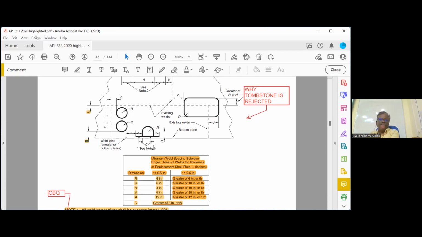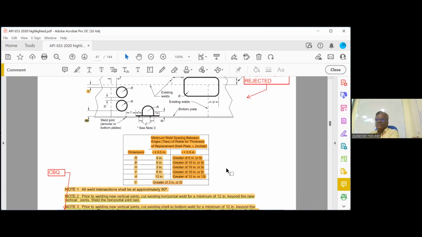What is D? There is no D. Okay, then what is R? R is the radius. So what is R? 6 inch or 6T. For less than half an inch, 6 inch; greater than half an inch, 6 inch or 6T, whichever is greater. Then what is H? H is the distance from the horizontal weld. What is H? When 3 inch, then the greater of 10 inch or 8T. B we have already seen, vertical, and A we have already seen.